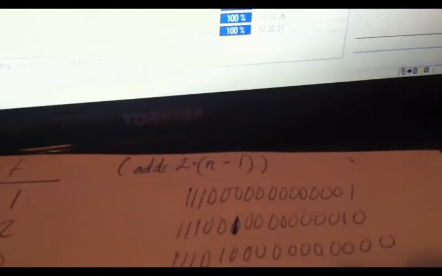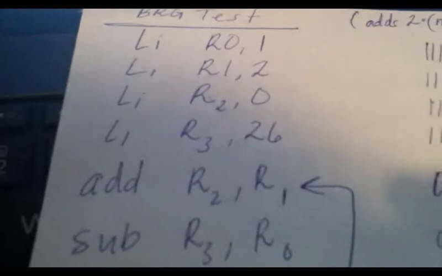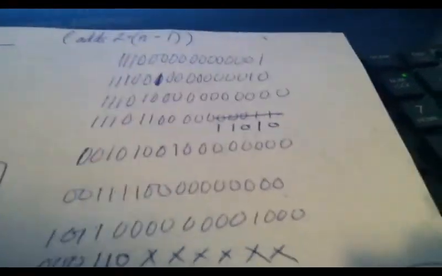Okay, so the first one is titled branch greater than test. Basically all it will do is add 2, n minus 1 times. First, here's the assembly code. It will load 1 into R0, load 2 into R1, 0 into R2, 26 into R3, add R2 to R1, subtract R3 from R0, and then it will display whatever the contents are in R2. And here are just the values that correspond to the MIF file.